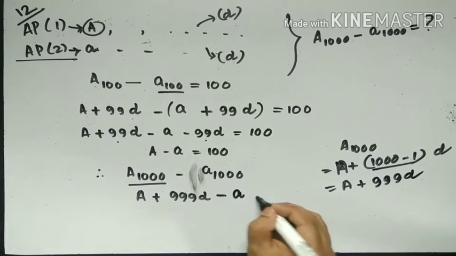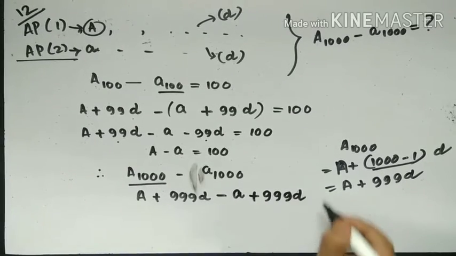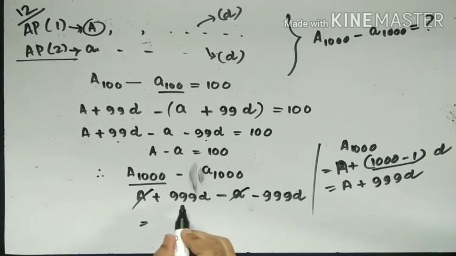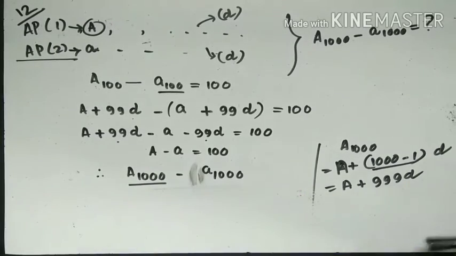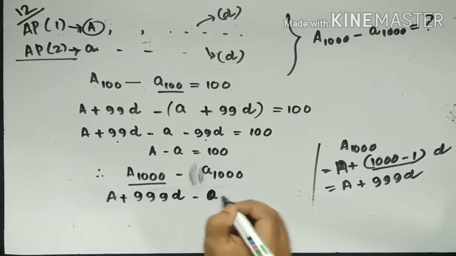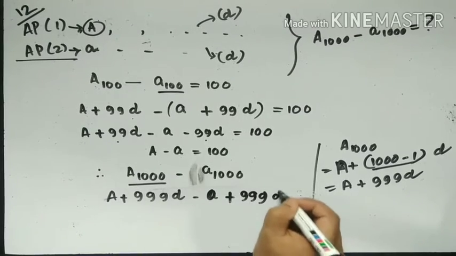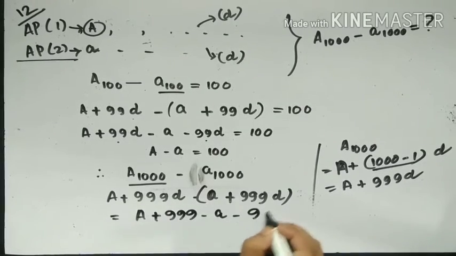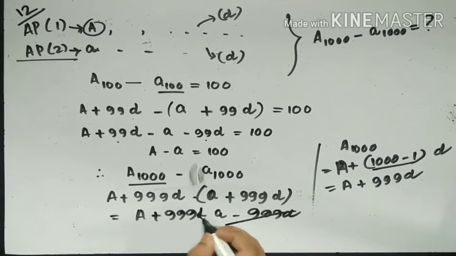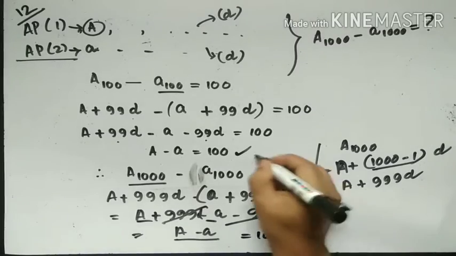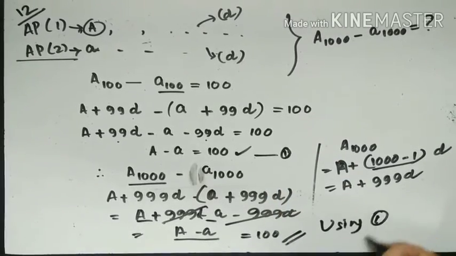So here also a plus 999D. So I'll open the bracket: A plus 999D minus a minus 999D. So these two get cancelled. So A minus a. Now this A minus a value is 100. So the answer will be 100. Suppose this is 1. Using 1 you can write.